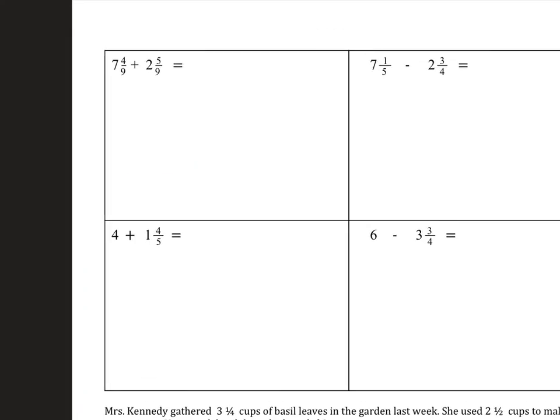Let's take a look at the back here. Now I notice I have the same denominator, so I can just go ahead and add. If I add my whole numbers, 7 and 2 gives me 9. And then I'm going to add my numerators. 4 plus 5 gives me 9. And my denominator is 9. Now, I can simplify that fraction. I know 9/9, if I did 9 divided by 9, that's 1 whole. So 1 whole and 9 wholes, I get 10 as my final answer.